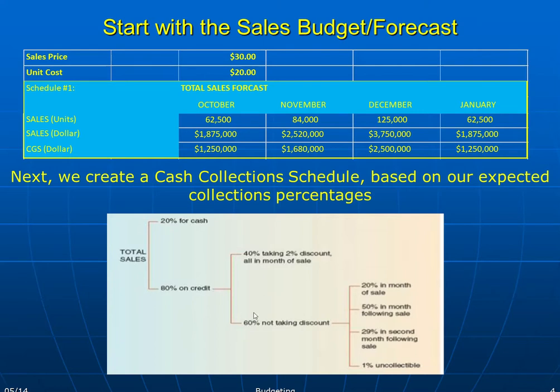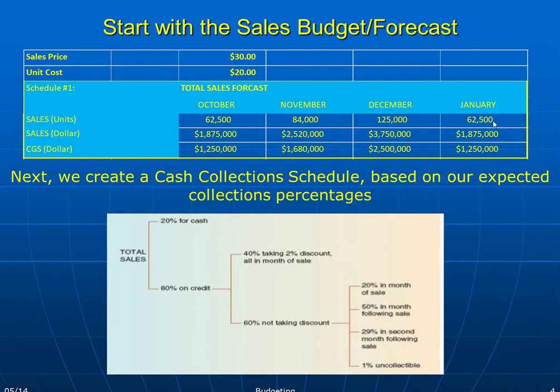Now, I want you to note this is a nice little diagram to comprehensively capture the various different possibilities of what can happen with our sales. These actual percentages are not the same as what's going to be in the illustration that we're about to look at. Okay, so let's start up here with our sales budget. This is the beginning of our budgeting process. The first thing we would do is we would have a sales budget or a sales forecast. That is this row right here. And we've done that for the month of October, November, December, and January. In other words, these right here are quantities.